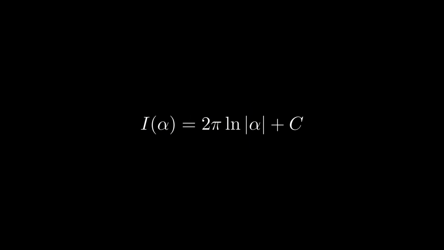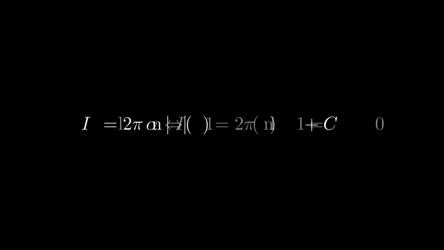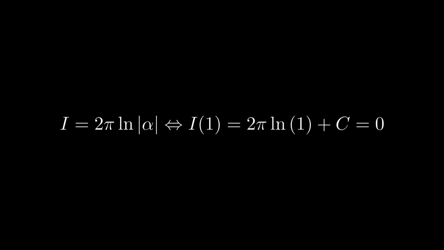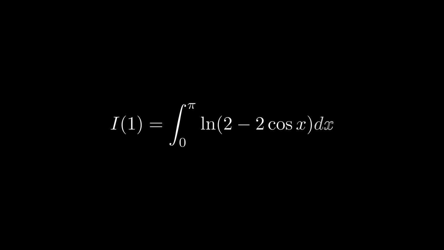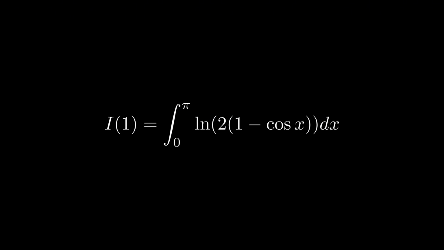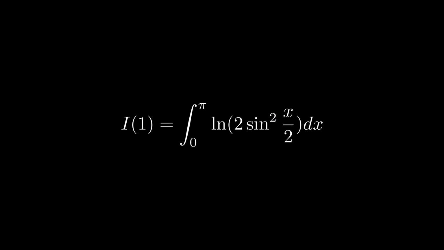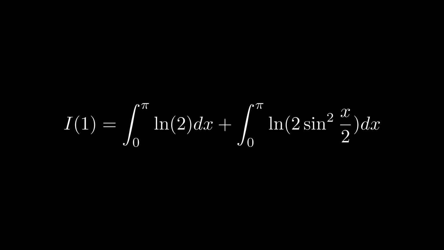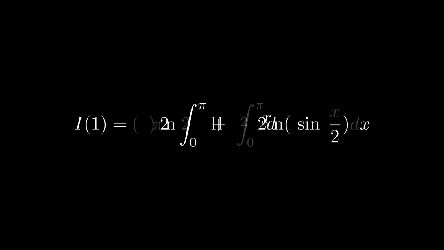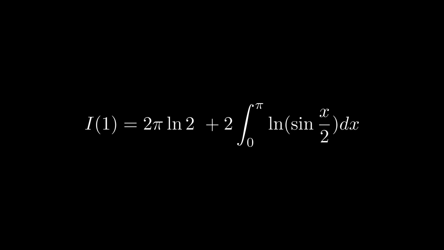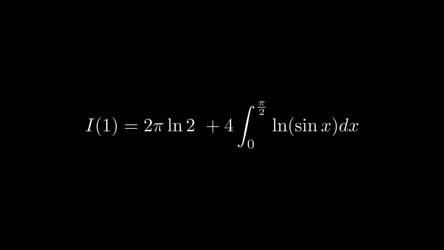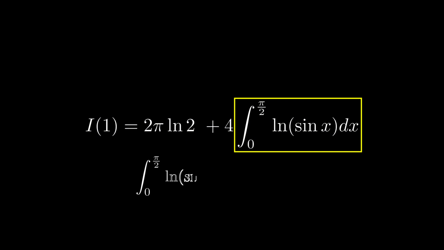But what is c? I can tell you the answer. C is 0. But we need to show that I1 is 0. This is the side quest of the question. Let's finish the quest. First, we construct 1 minus cosine x and apply the half-angle formula. Then we split the logarithm to get a constant part first. Split again. Oh, I love logarithm. Replace x over 2 by x. Now, in order to show I1 is 0, I need to show the boxed part is negative pi log 2 over 2.